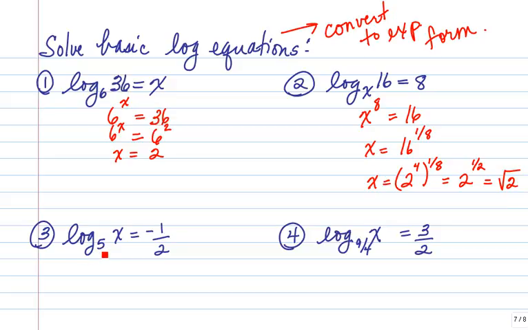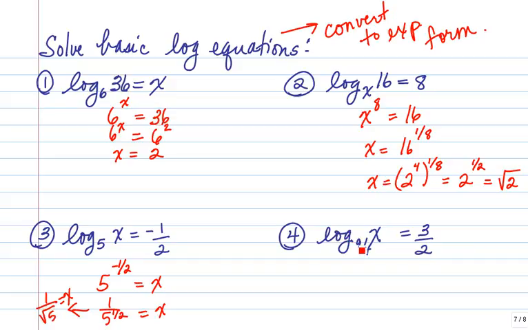What about log base 5 of x is equal to negative 1/2? The equivalent form for the exponential expression would be 5 to the negative 1/2 is equal to x. Well, remember, to get rid of a negative power, we have to do 1 over that. So this is really 1 over 5 to the 1/2 is equal to x. But just like we talked about in the last problem, 5 to the 1/2 is the same thing as the square root of 5. So we would have 1 over the square root of 5 is equal to x.